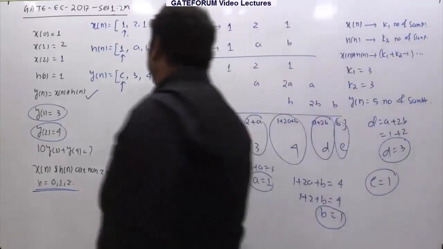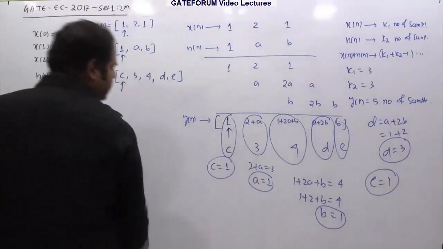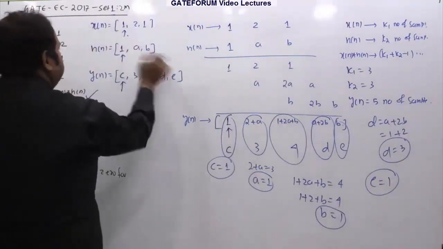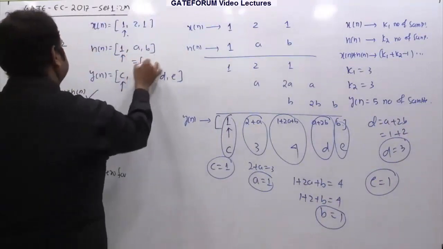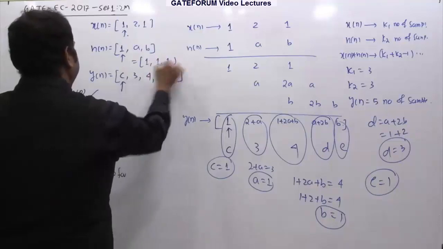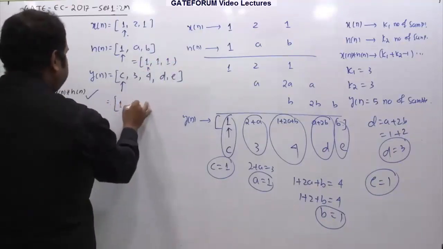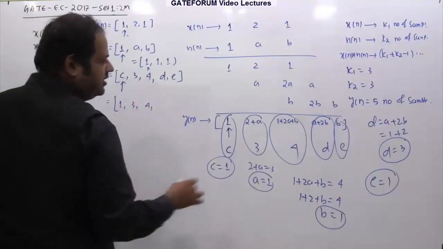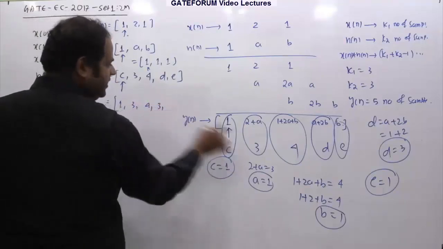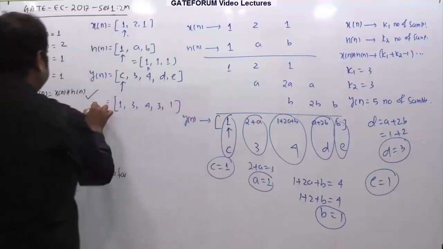So basically your h of n, which was a, b, so it is 1, 1, right? So this is nothing but equals to 1, 1 and 1. Similarly, y of n, which was c, c value I got 1, then I have 3, I have 4, then I got d value is 3 and e value I got it is 1. So this is what my y of n.